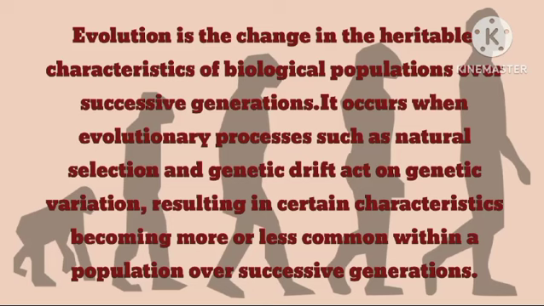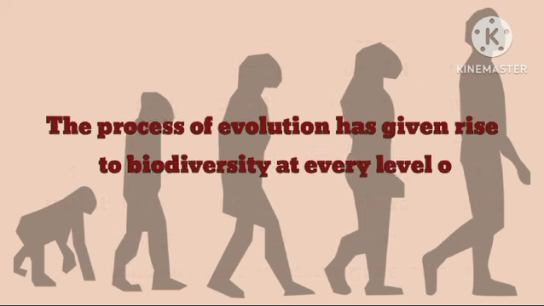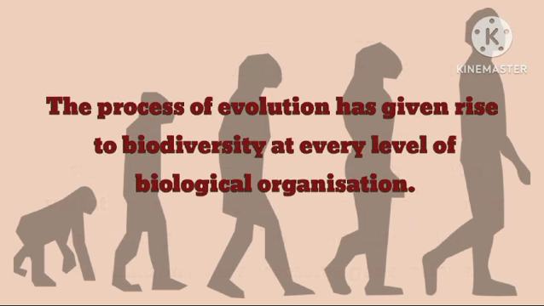Evolution is a change in heritable characteristics of biological populations over successive generations. It occurs when evolutionary processes such as natural selection and genetic drift act on genetic variation, resulting in certain characteristics becoming more or less common within a population over successive generations. The process of evolution has given rise to biodiversity at every level of biological organization.